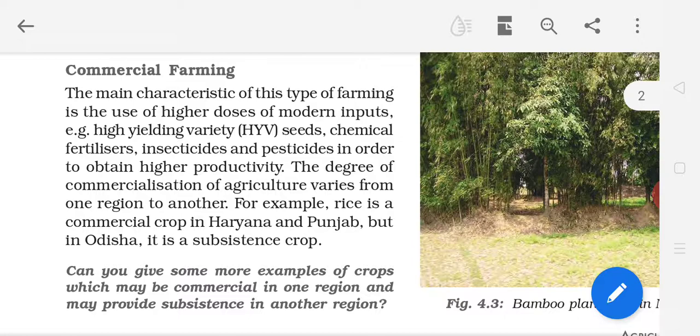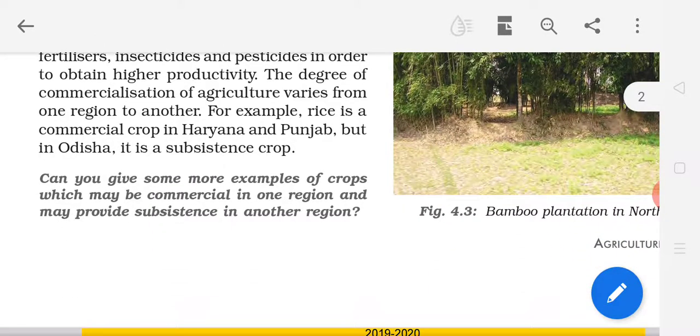The degree of commercialization of agriculture varies from one region to another. So the level of commercial farming is different as per the place. From one region to another region we can see the difference. For example, here we can see the example: rice is a commercial crop in Haryana and Punjab, but in Orissa it is a subsistence crop. So that is different, you can understand. So the degree of commercialization of agriculture is different from one region to another region.